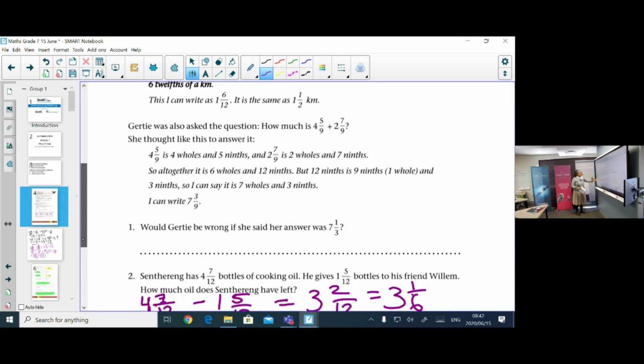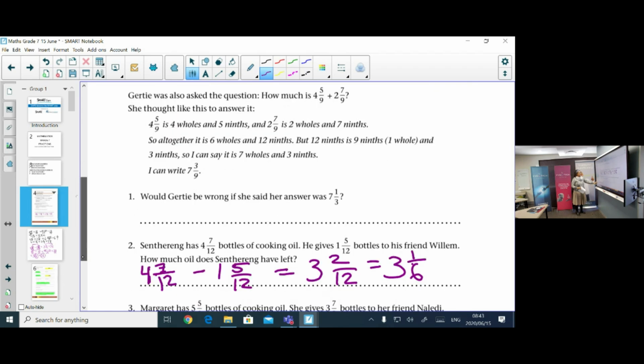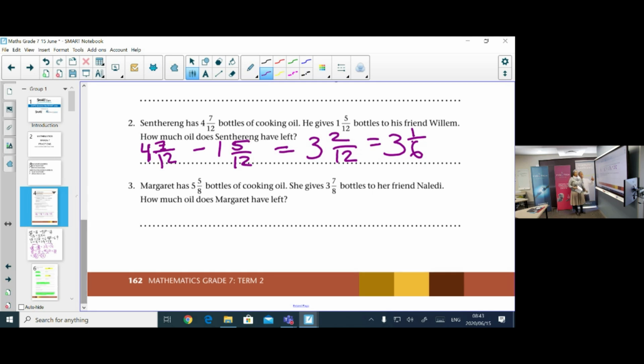Then question 3. Question 3 is interesting because now Margaret has 5 over 8 bottles of cooking oil. She gives away, meaning that you are subtracting, to her friend 3 and 7 out of 8 bottles to her friend Naledi. How much oil does Margaret have left?